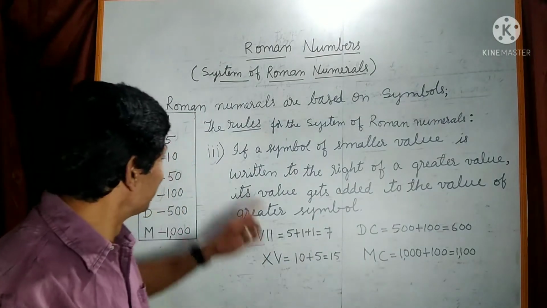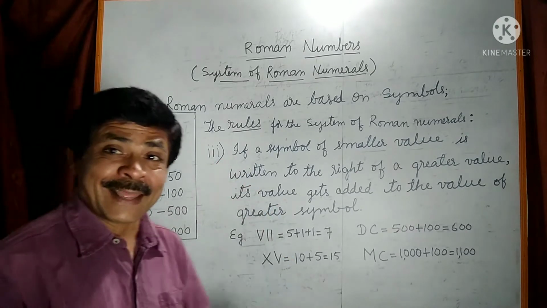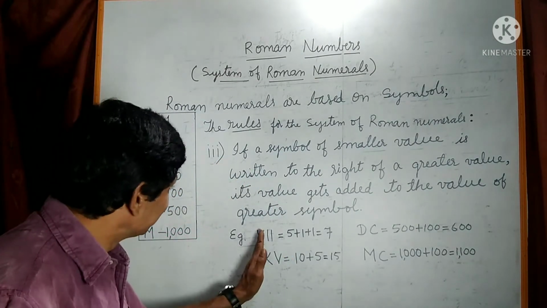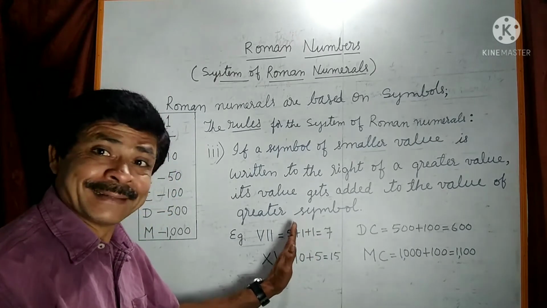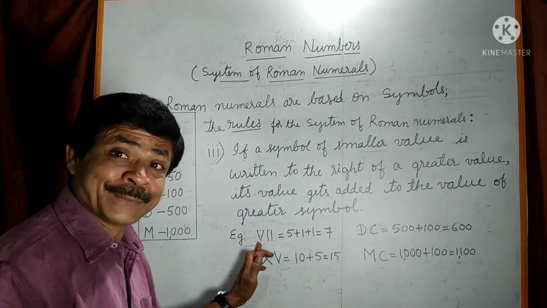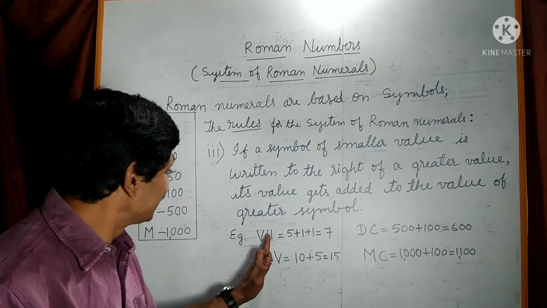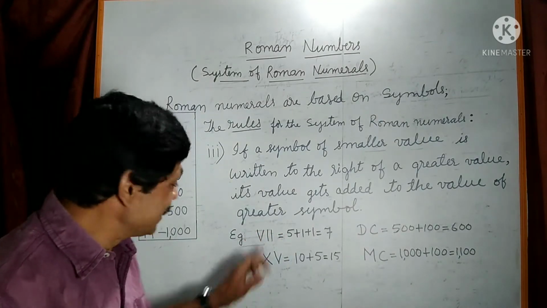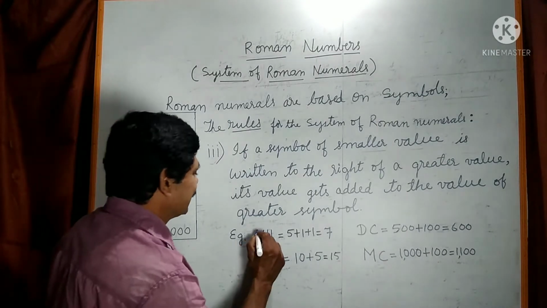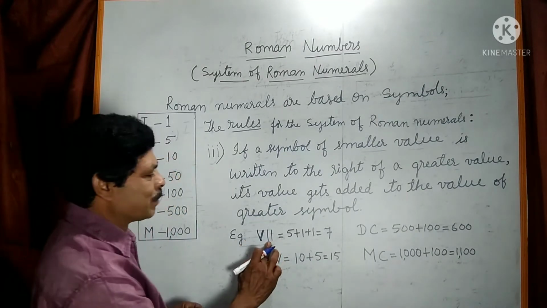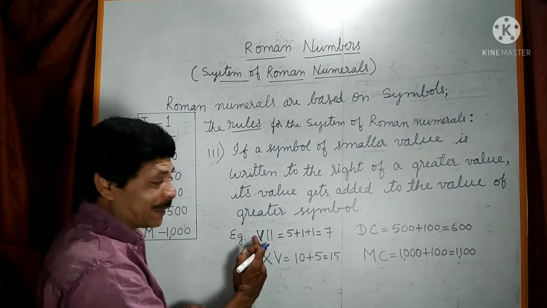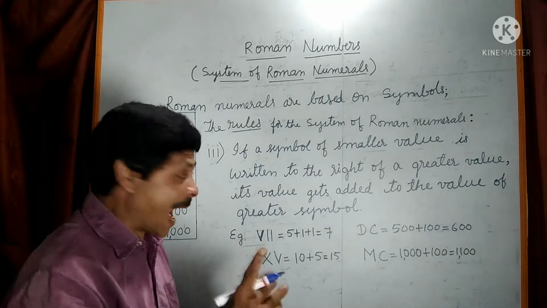Now let us see rule number 3. If a symbol of a smaller value is written to the right of a greater value, then its value is added to the value of the greater symbol. Means when we write the smaller value symbol to the right of the greater value symbol, then its value gets added.